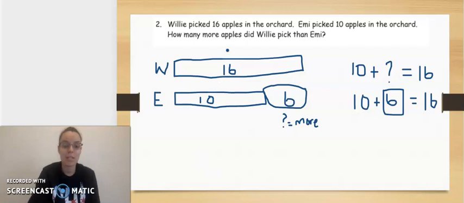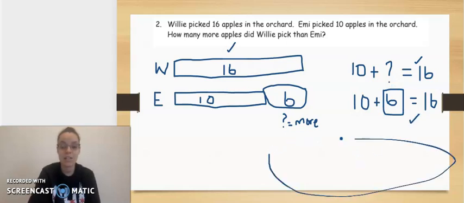We have our representation. Check. Situation equation with the question mark. Check. Number sentence with the box around the answer. Check. And then you guys are writing your answer sentences right here. Check. Remember, we always include 4 parts when we answer a story problem.